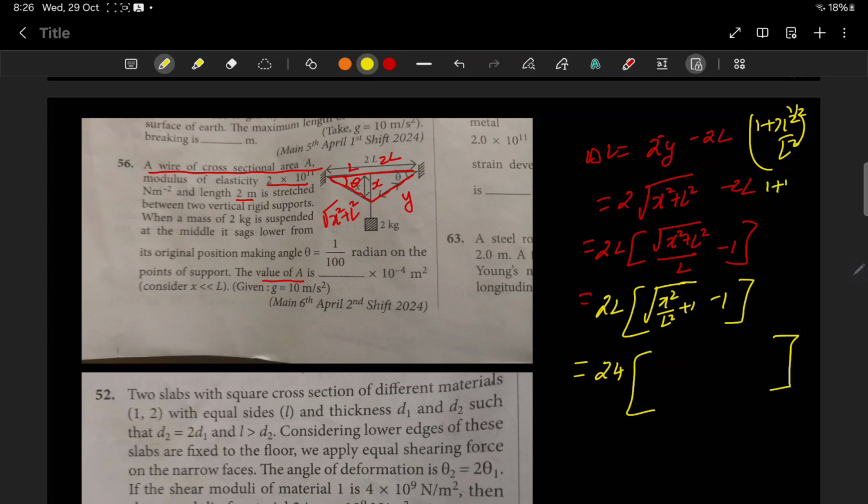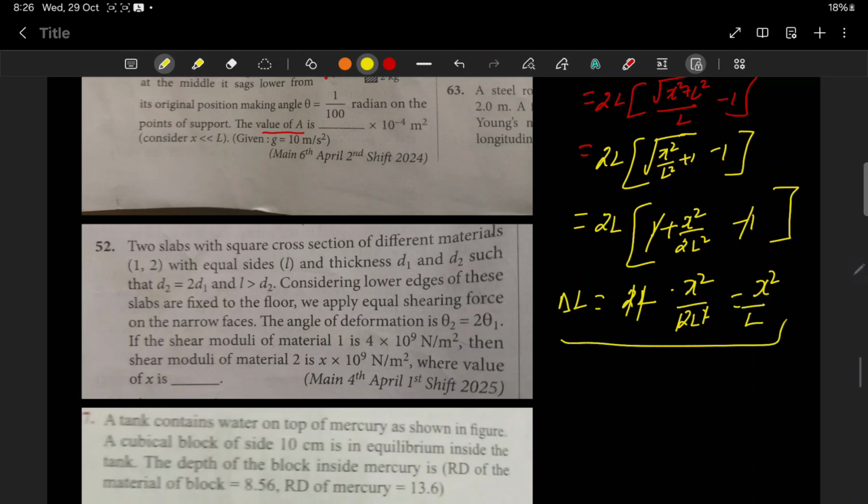This I can write approximately as 1 plus nx, where the value of n is half. Putting half here, what do I get? 1 plus x square by 2L square, minus 1. Here plus 1 and minus 1 cancel. This is L, not 4. So your del L will be equal to 2L into x square by 2L square. The 2 and one L get cancelled, so your del L is nothing but x square by L. So del L we know.